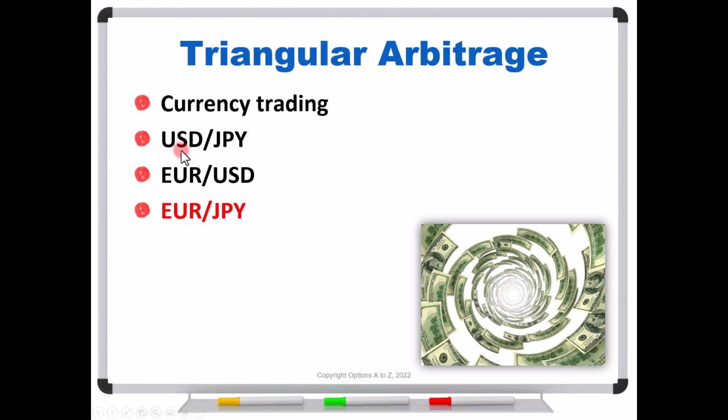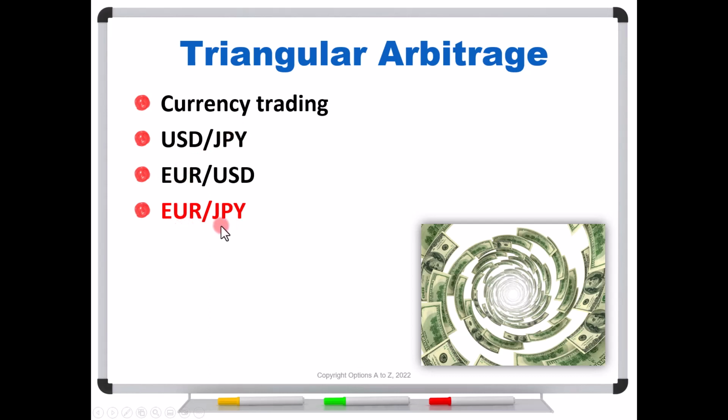So notice what's going on here. In the first quote, we have the US dollar. In the second quote, we have the US dollar, but relative to a different currency. But in the third quote, I don't have the US dollar. I just have the remaining two. So I've got Japanese yen and euro. This is called a cross rate.